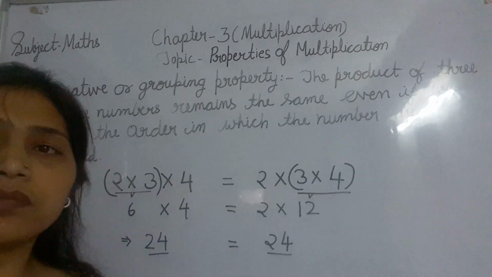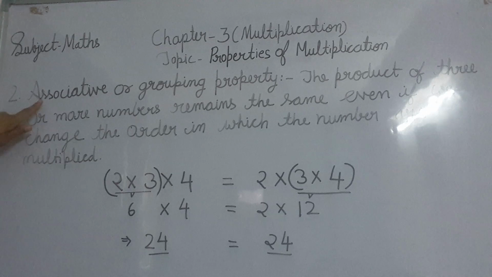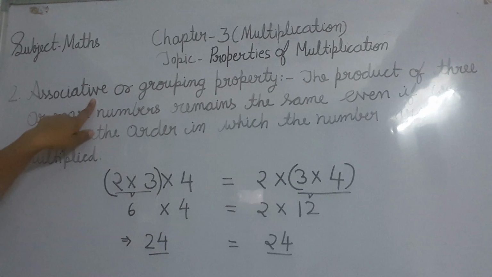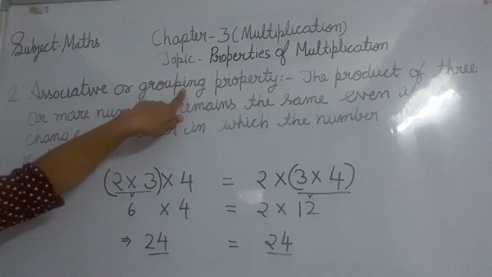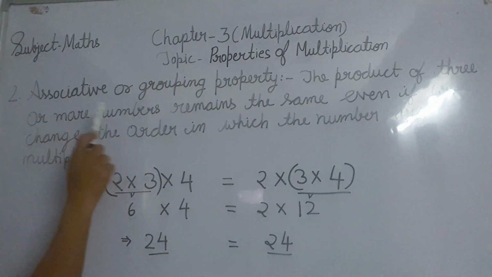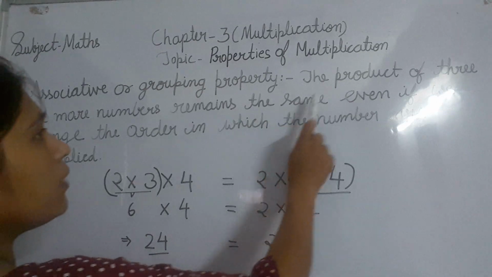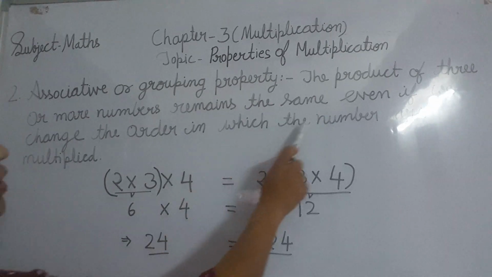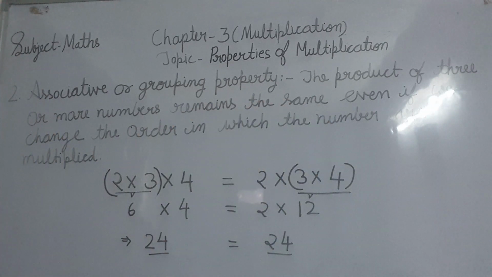Let's see the second property. The second property of multiplication is the associative or grouping property. Grouping or associative, both are the same property. As the name suggests, grouping property means the product of three or more numbers remains the same even if we change the order in which the numbers are multiplied. It means if we are multiplying three or more numbers and we change their groups, the product will not change.